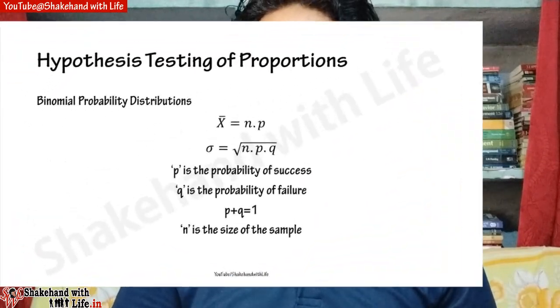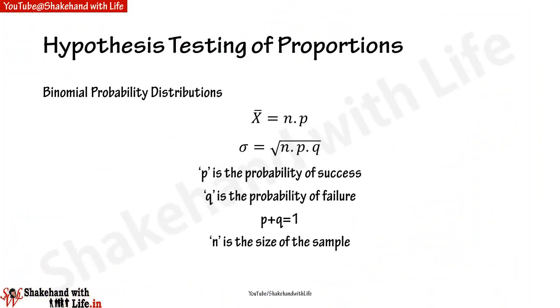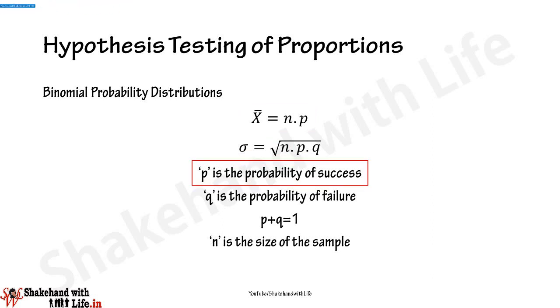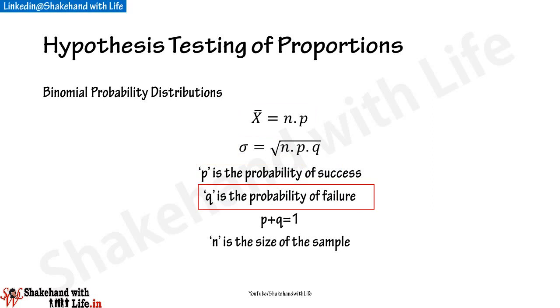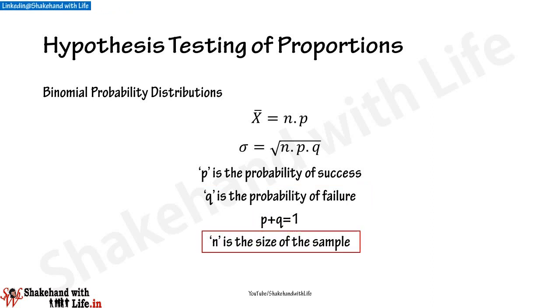So when the data is given in form of proportions, the sampling distribution may take the form of binomial probability distribution, whose mean would be equal to n into p and the standard deviation equal to square root of n into p into q, where p represents the probability of success, q represents the probability of failure, such that p plus q equal to 1 and n is the size of the sample.